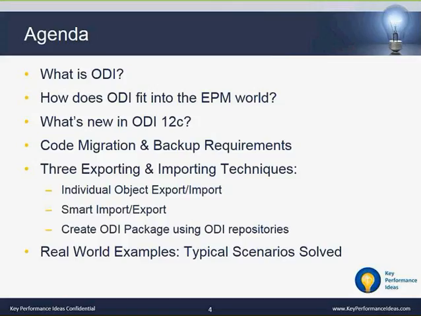I'll talk about different requirements that I've seen. And then we'll be talking about three different exporting and importing techniques: exporting and importing individual objects, using the Smart Export functionality, and creating a custom ODI package. This is a little bit of development work, but I'm going to go through it here and show how you would create a custom package to query the repository and export items individually. Then I'll come back and talk through the different scenarios and requirements that we face, and how each one of these exporting and importing techniques has tackled those requirements.